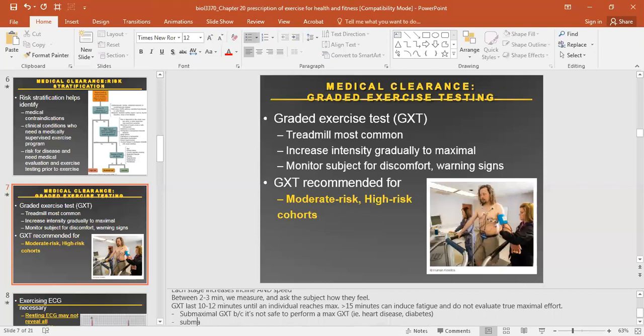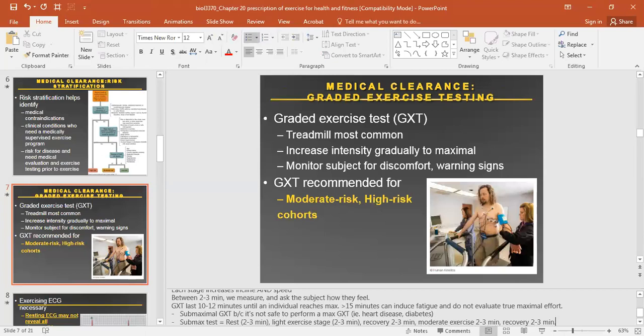There's a submaximal test where there's a rest stage, 2 to 3 minutes, a light exercise stage, again 2 to 3 minutes, recovery, 2 to 3 minutes. We're going to call it moderate exercise, so a greater intensity, but not maximal, for 2 to 3 minutes, and then a recovery stage for 2 to 3 minutes.